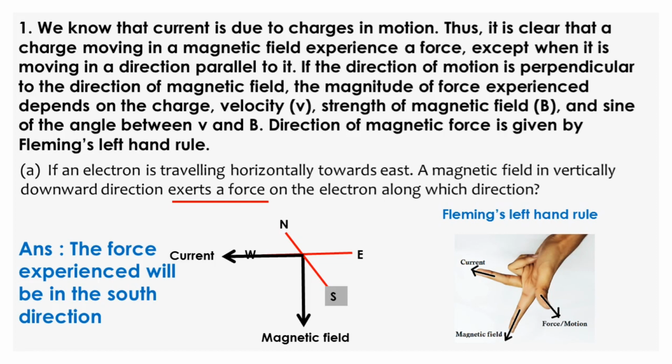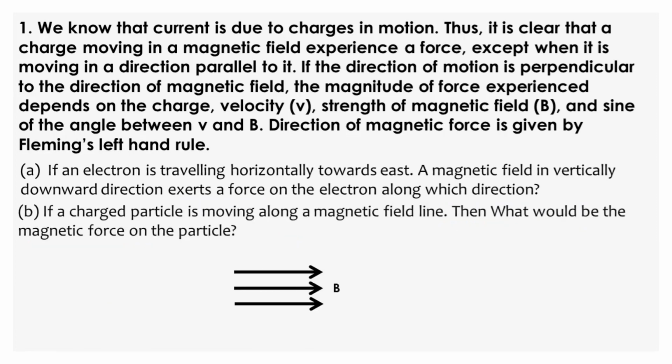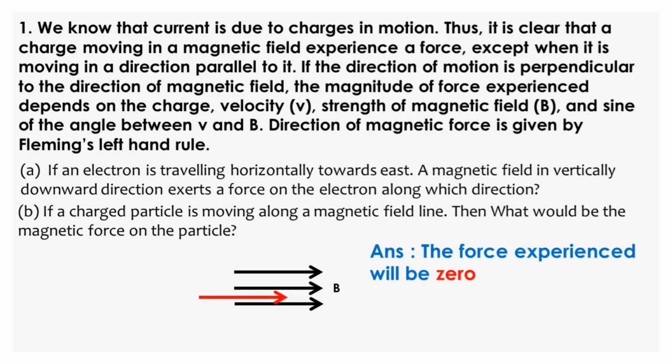Second question. If a charged particle is moving along a magnetic field line, then what would be the magnetic force on the particle? Look at the second sentence of the case study. It is given that a charge moving in magnetic field will experience a force except when it is moving in a direction parallel to it. And in the question it is given that the charged particle is moving along the magnetic field line. That means it is moving in the same direction as the magnetic field line, which means it is moving parallel to the field line. So if the charged particle moves parallel to the field line, that means the current and the field are parallel. Hence there will be no force experienced by the particle, or the force experienced is zero.